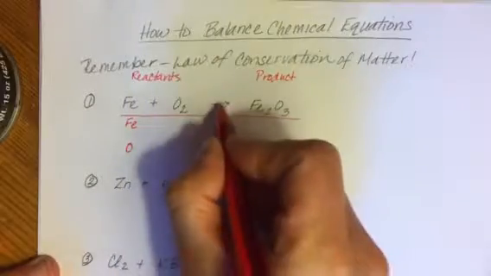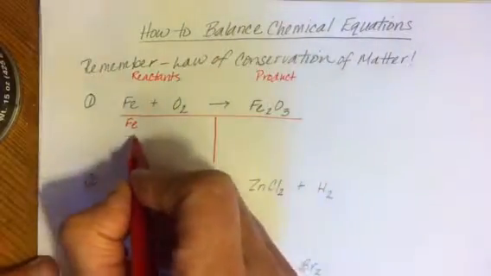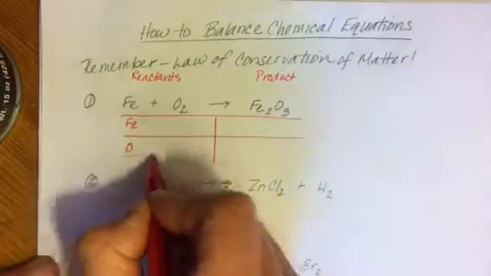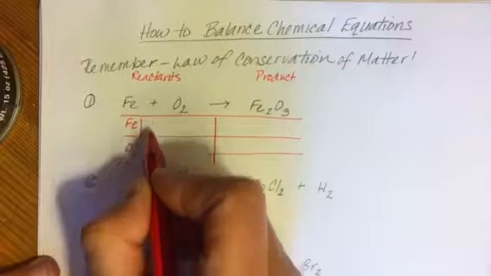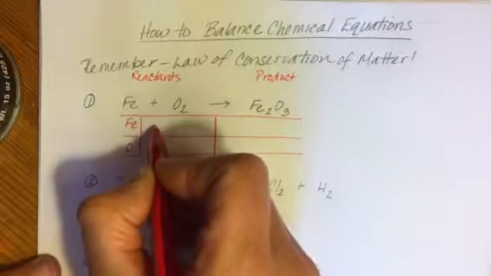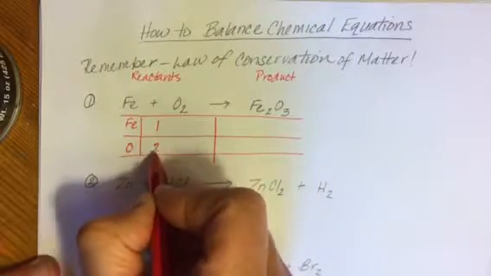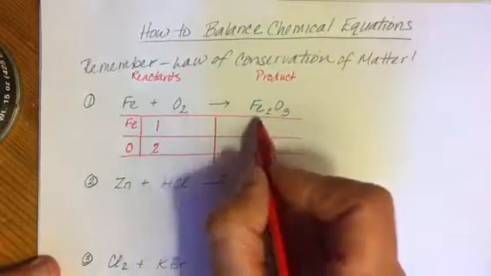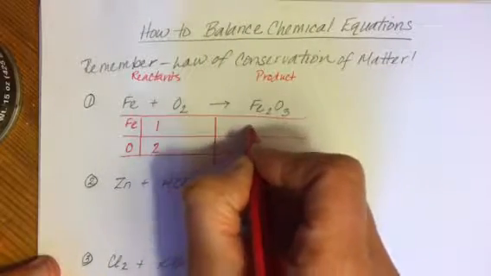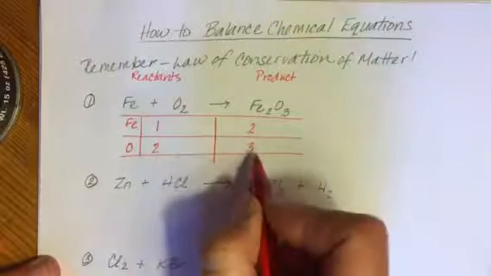And the arrow means yields. These two reactants make this product. Then I go through and I do a little simple accounting. How many of each of these elements do I have on each side? On the reactant side, I can see that I have 1 iron and I have 2 oxygens because this subscript means I have 2. On the product side, I have 2 irons and 3 oxygens. Well, clearly neither of these match.